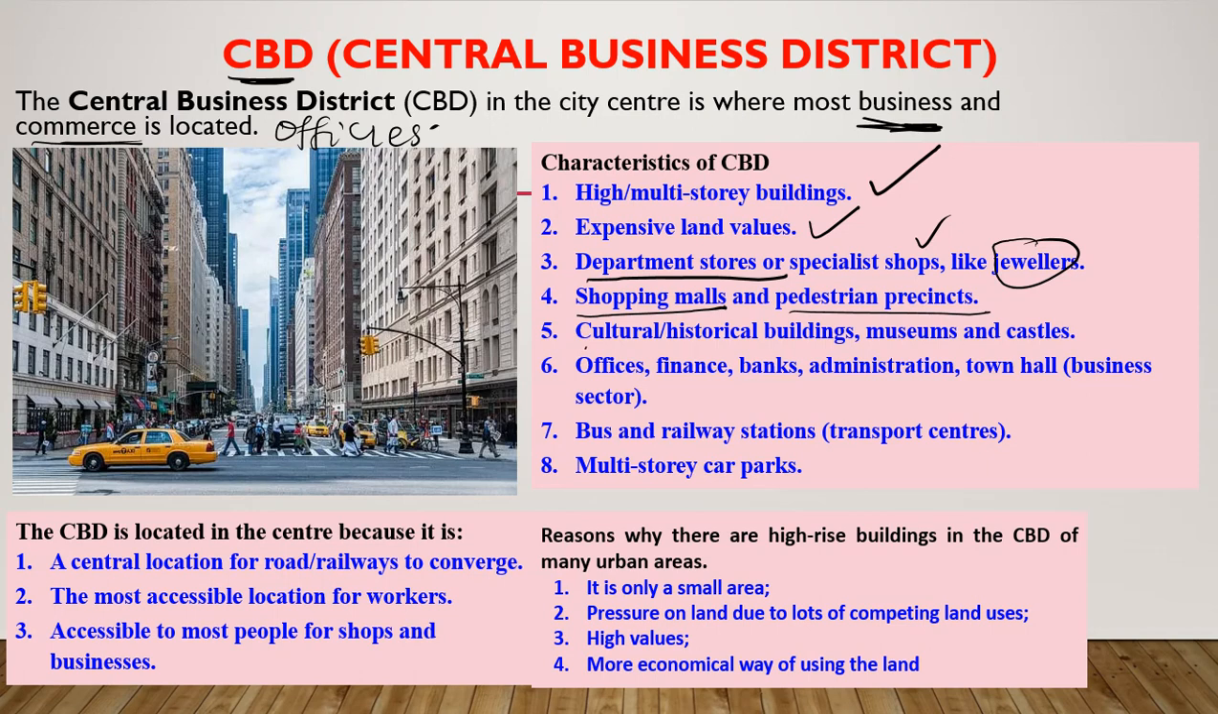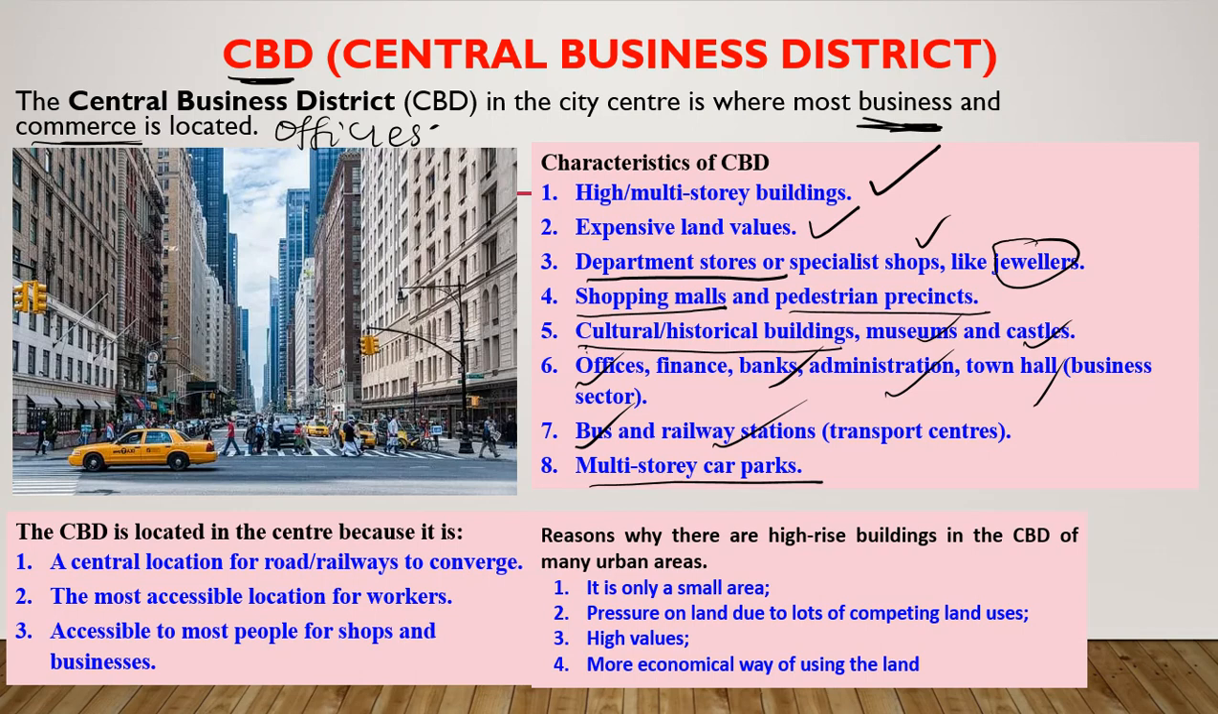Now, because it's the city center, development starts from there and moves outward. So you can have cultural, historical buildings, museums, and castles at the middle. Offices, banks, administrative buildings, town hall, and business sectors are found within the CBD. Bus and railway stations are found within the CBD. Within the CBD, you can easily get multi-story car parks. These are major characteristics of a CBD.